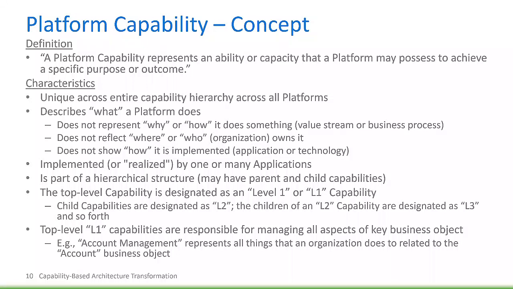But ultimately, when we think about what these platform capabilities are, they're trying to represent what a platform does. So they're, again, logical things, as opposed to the actual physical implementation. So these capabilities and the way that they're named should not represent why or how a platform does something. Those are usually accommodated by other perspectives, namely, a value stream might be a way to represent why we're doing something, or a business process might be a representation of how we're doing something.